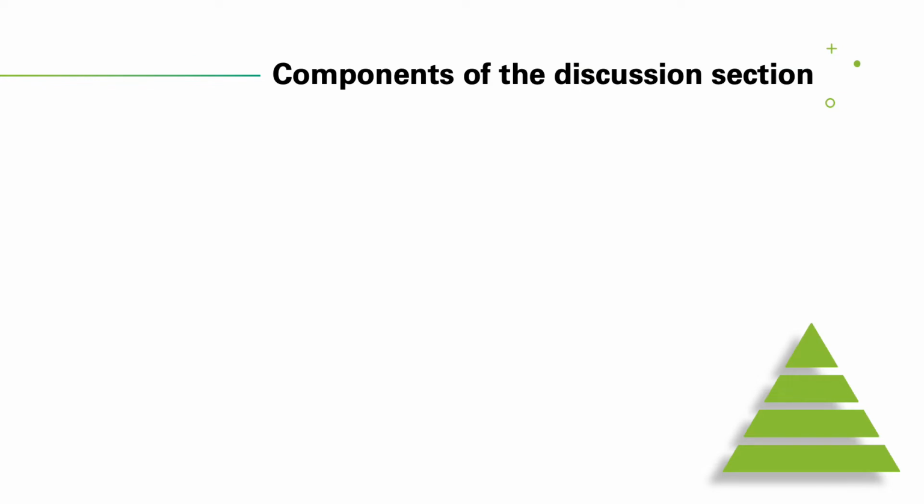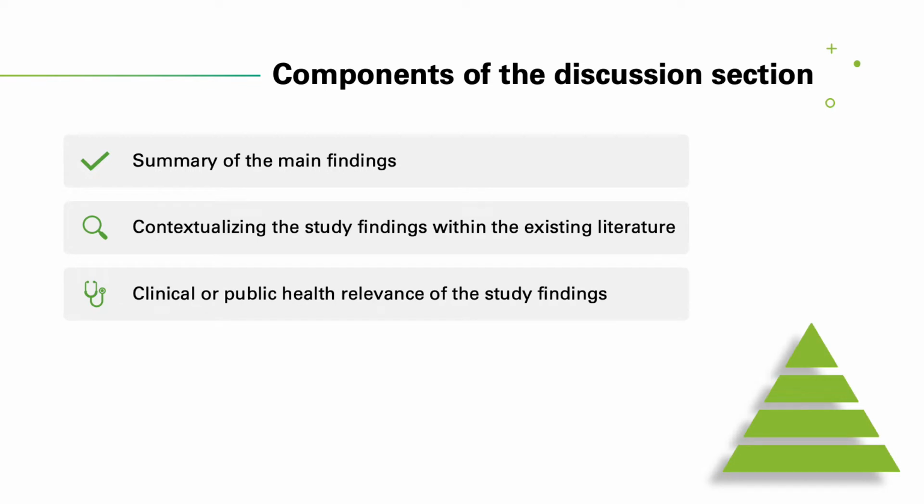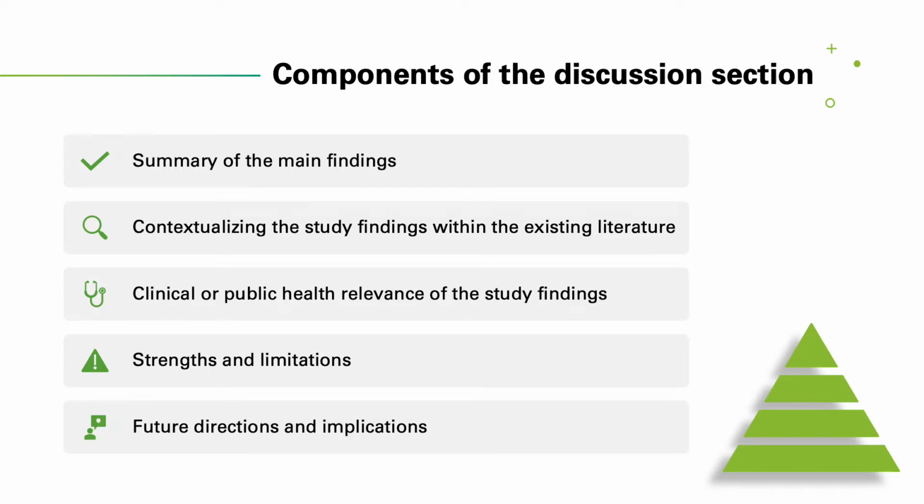Keeping the connection between the introduction and the discussion sections in mind, the discussion follows an inverse funnel shape that gradually broadens, as opposed to the narrowing funnel shape that described the components of the introduction. The discussion starts narrow with the summary of the main findings that provide the answers to the specific research questions, followed by contextualizing the study findings within the existing literature by comparing them to previous studies. Then the clinical or public health relevance of study findings may be highlighted. The strengths and limitations of the study are discussed. And lastly, concluding with the future directions and implications.